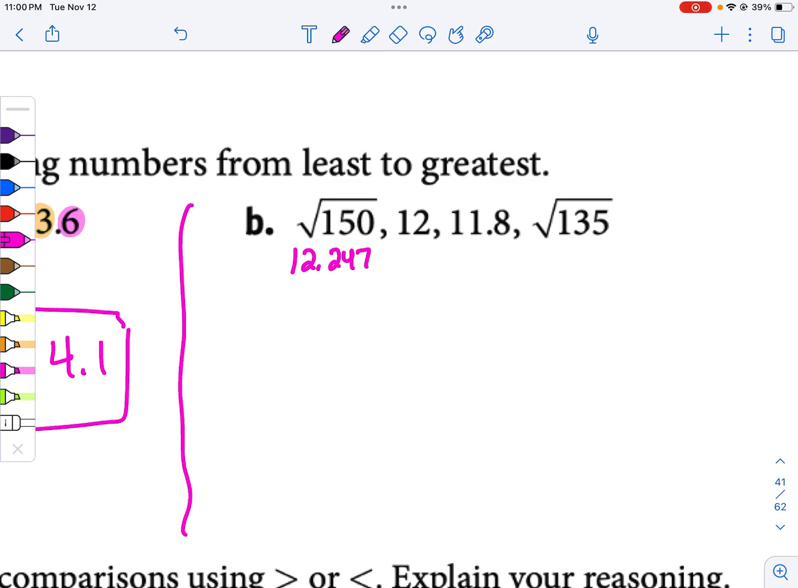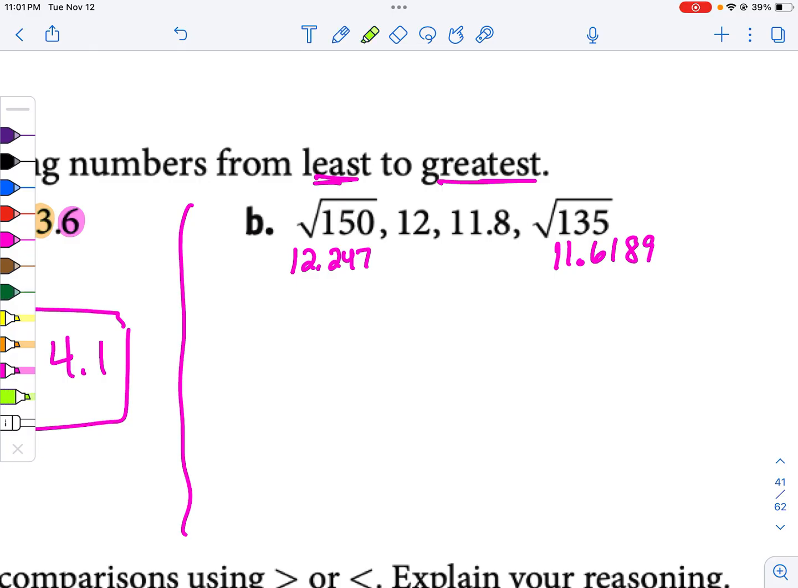I don't need any extra numbers. Then I've got 12, 11.8, and then in my calculator, I go second, x squared, and then 135. That gives me 11.6189. All right, so again, we're going from least to greatest, or smallest to biggest.